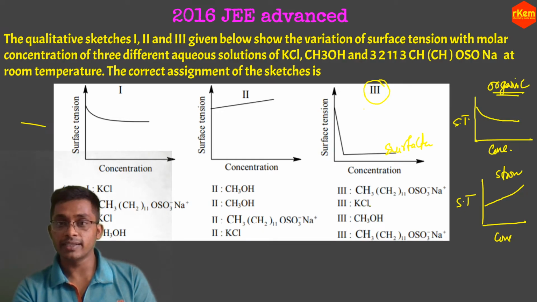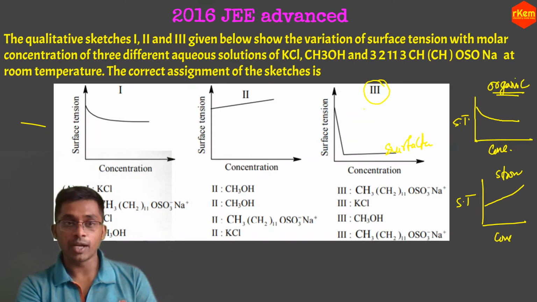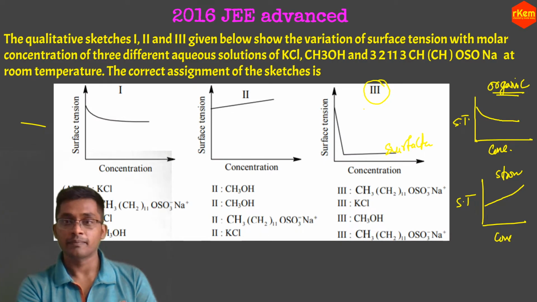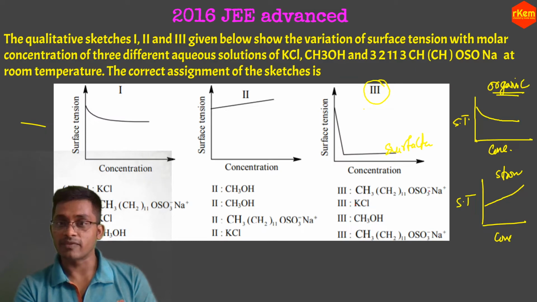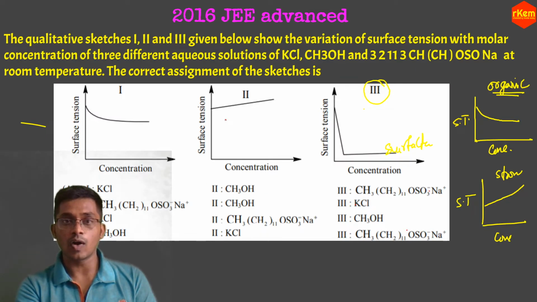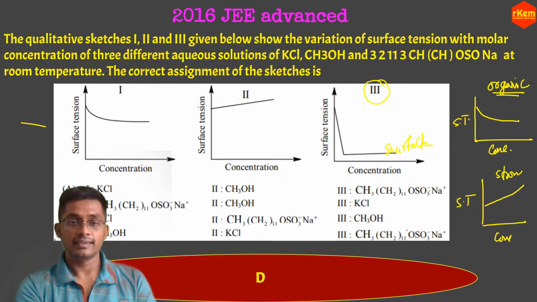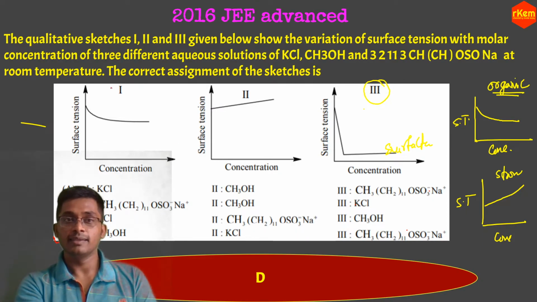So what is the surfactant? You can eliminate option B and option C now, right? B and C are eliminated because the third one should be the surfactant. And look at this strong electrolyte, it should increase. The final answer is D. Okay, it is increasing, but one is decreasing: one for organic, and the second one for strong electrolyte.